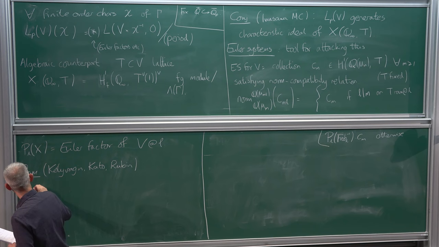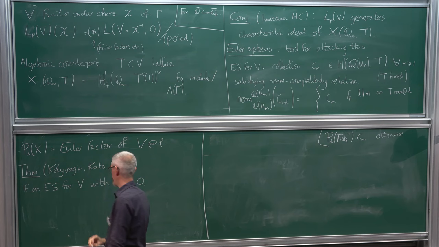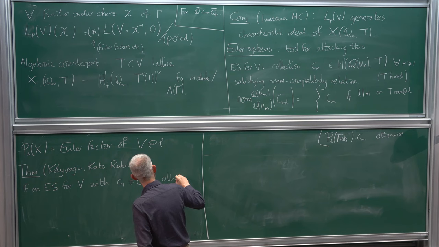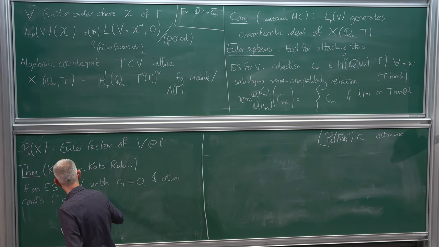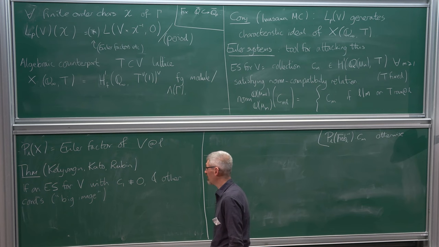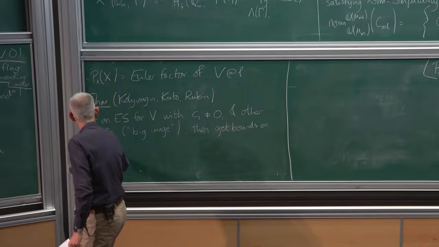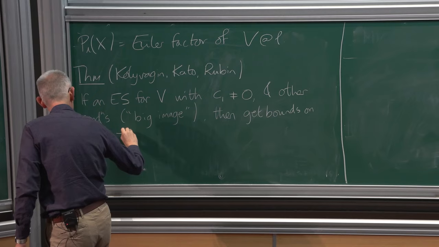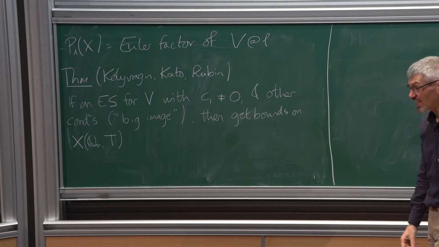So if an Euler system exists for V with the bottom class c_1 not zero, and we have some other technical conditions, notably a condition on the image of the Galois representation, so the Galois action needs to be sufficiently non-trivial, then we get bounds on this X, so X(Q_∞, T). The precise form of the bounds depends exactly on what you want to assume. So I'll give a sort of impressionistic sketch. I don't want to do this too precisely to avoid getting derailed.